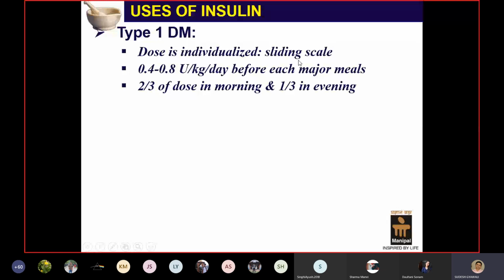In the sliding scale, what we generally do is we measure the blood glucose level of the patient. If it is coming 151 to 200, then we inject 4 units of regular insulin, that is a short acting insulin. Okay, got it? If it is less than 150, insulin is not required. So 151 to 200, we give 4 units.